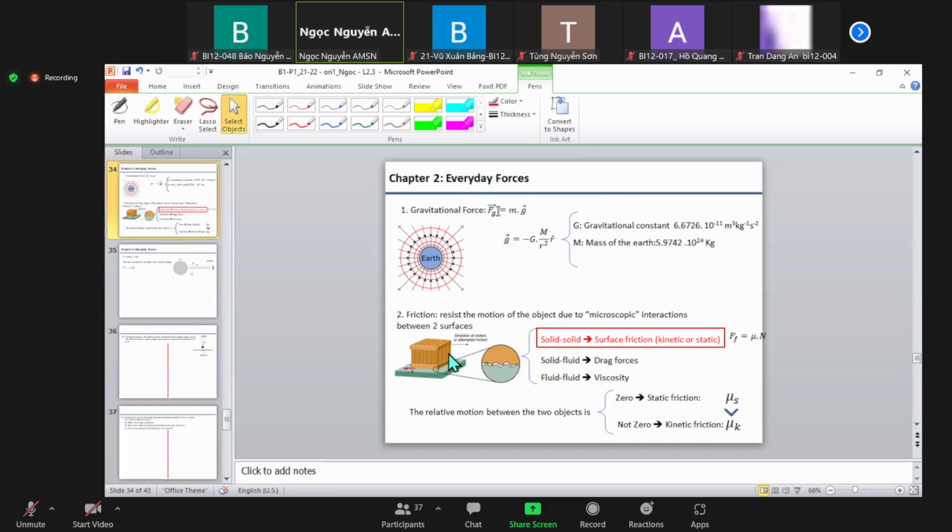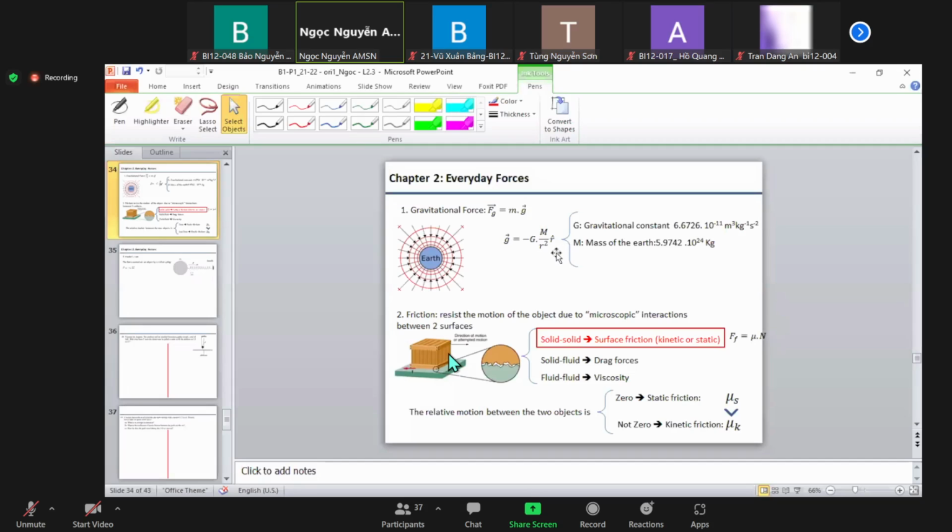Okay, and today what we'll learn, in fact, you learned it from Miss Wen, and my job is I just review all of this for you. Okay, and in the rest of chapter 2, you have to learn about everyday forces. In this part, there are 3 kinds of forces you have to understand, okay?